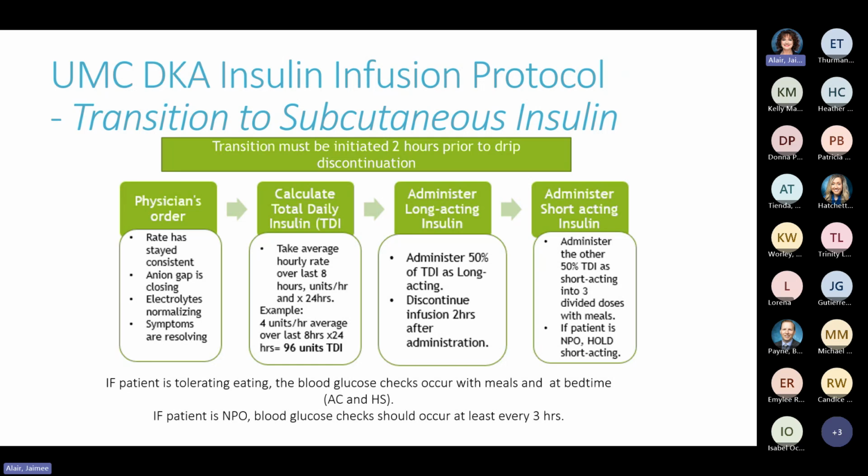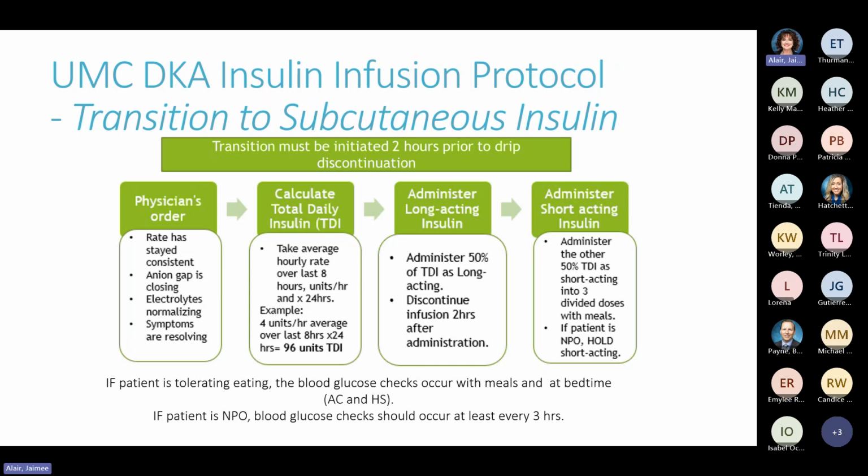At this point, whenever we obtain the initial physician order, most of the patient's electrolytes and everything should be normalized. The patient should not be having symptoms anymore. They should be kind of back to their normal self. Whenever they're calculating the total daily insulin, we're going to take the average rate over the last 8 hours in units per hour, and then multiply by 24 hours. So if they've had 4 units per hour, then their total daily insulin for the last 24 hours is 96.